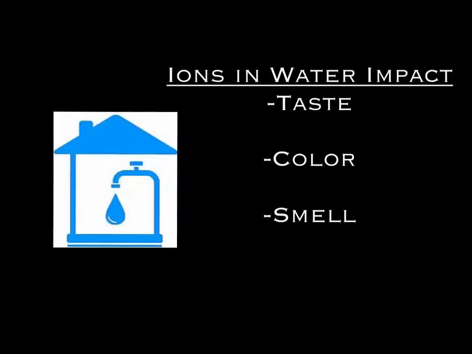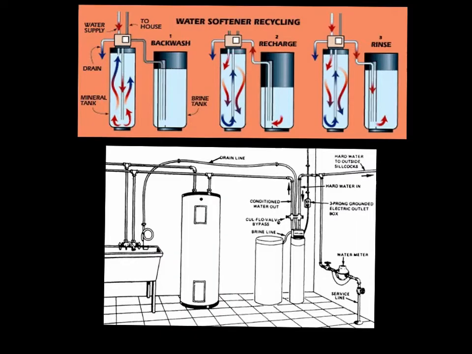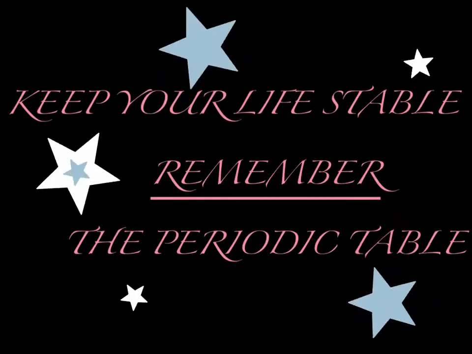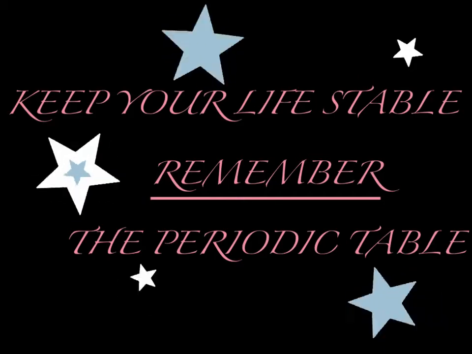In fact, these ions can directly impact your everyday life. The water that is supplied to your home can contain ions. These ions can affect the taste, color, and smell of your water. Because of this, most homeowners own a water softener, which is an appliance that helps to remove the ions from the water supply. Keep your life stable. Remember the periodic table.